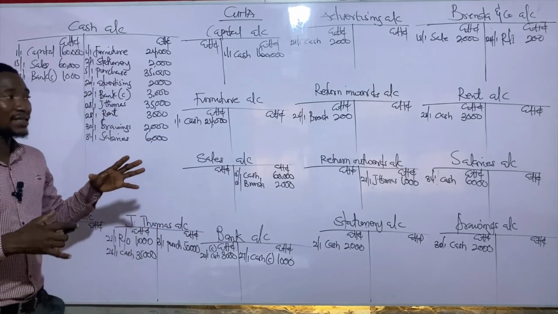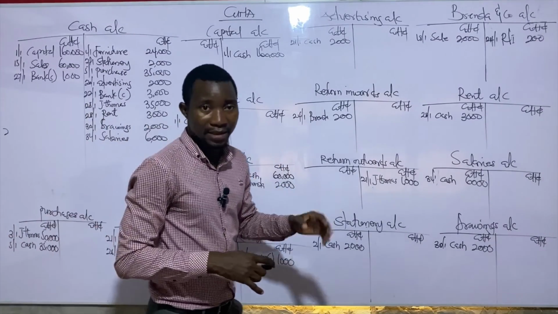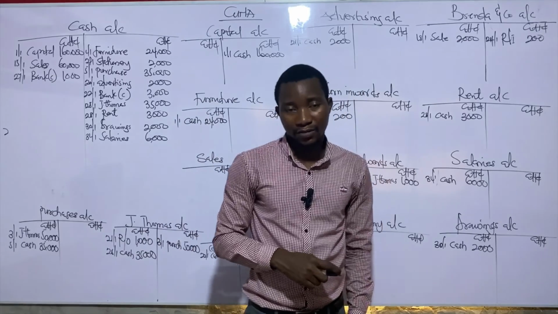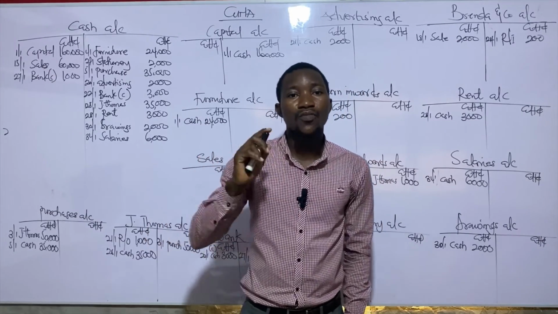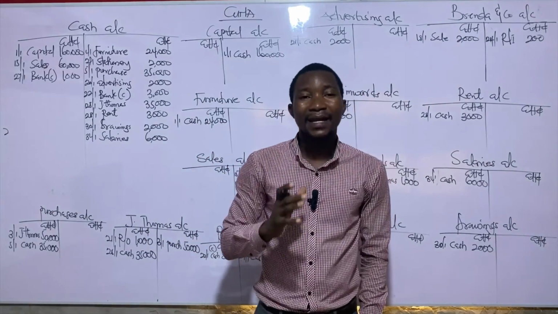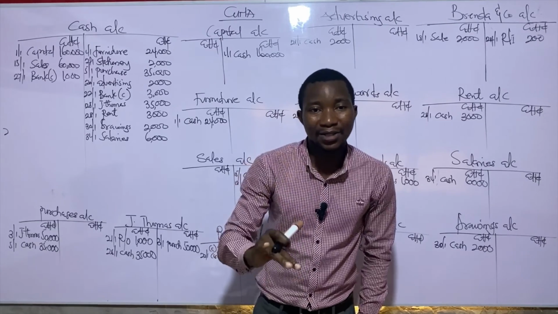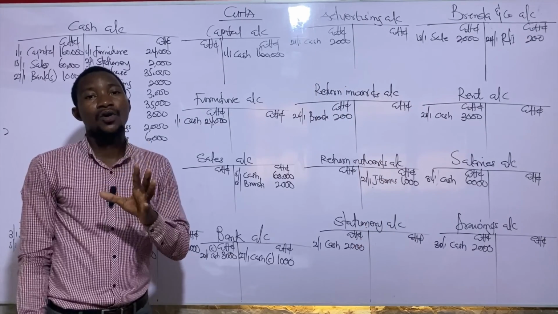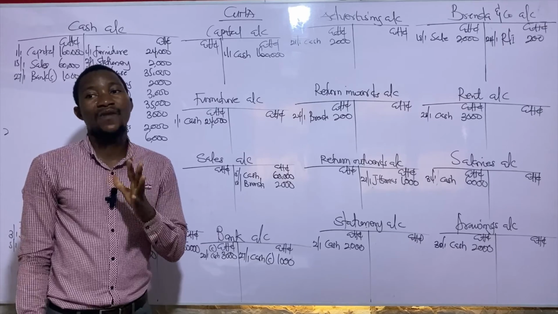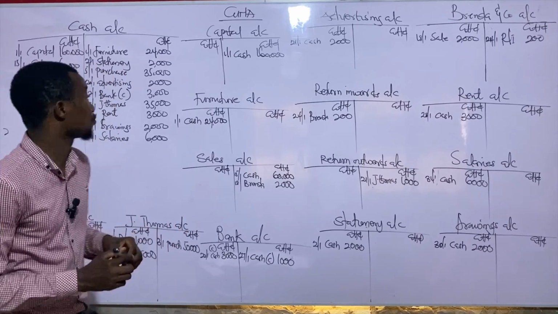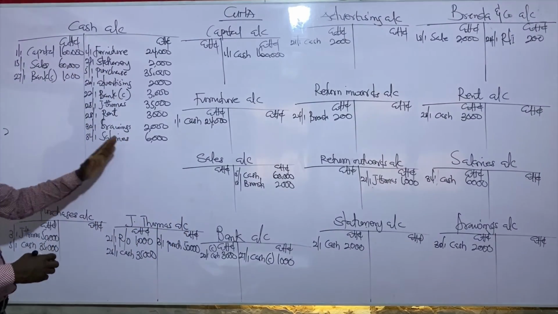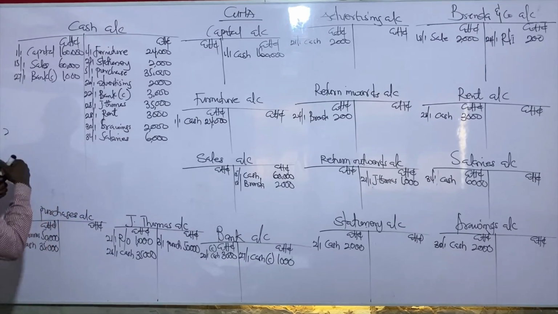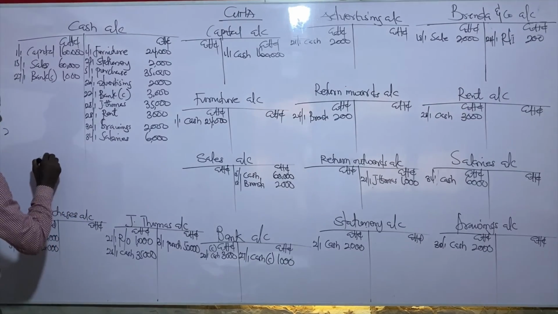So this is the entry in the various ledger accounts. After you are able to make the entries correctly, the next thing to do is to balance off the accounts. Balancing off an account is very simple. We learned this in part 2. It is about adding both debit and credits. So let's add the debit and credits.